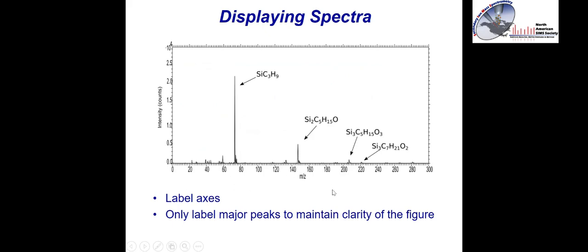When you display your spectra, you should label your axes with your counts or normalized counts, your mass, and then only label major peaks to maintain clarity in the spectra. I show this spectra because this is a good one to recognize. This is actually a sample contaminated with PDMS, and we see the characteristic peaks in their relative intensities that you'll see in the positive ion data from PDMS.